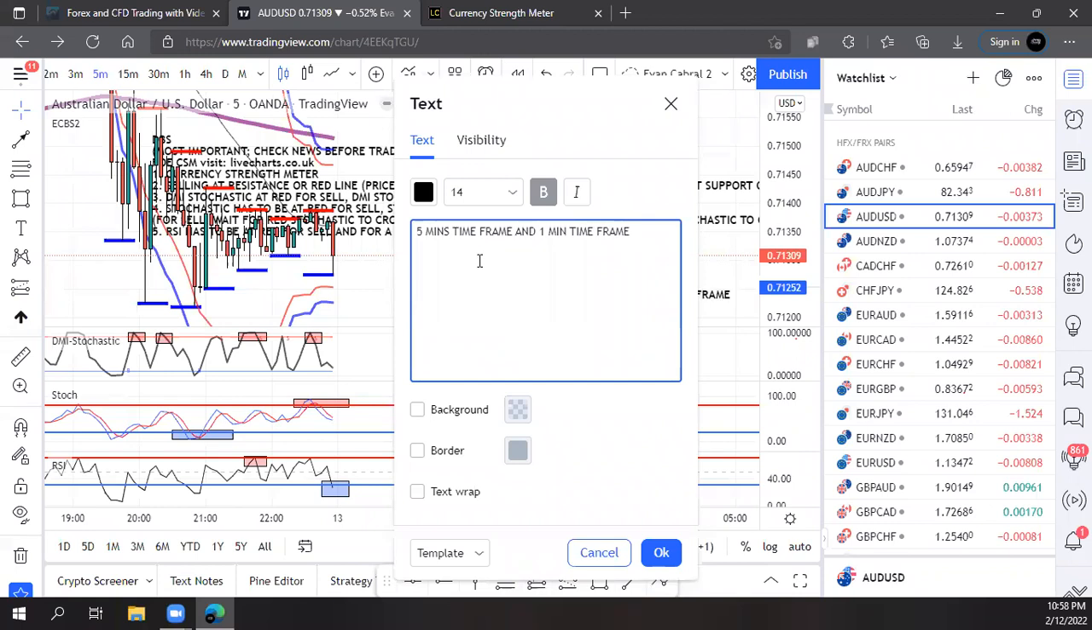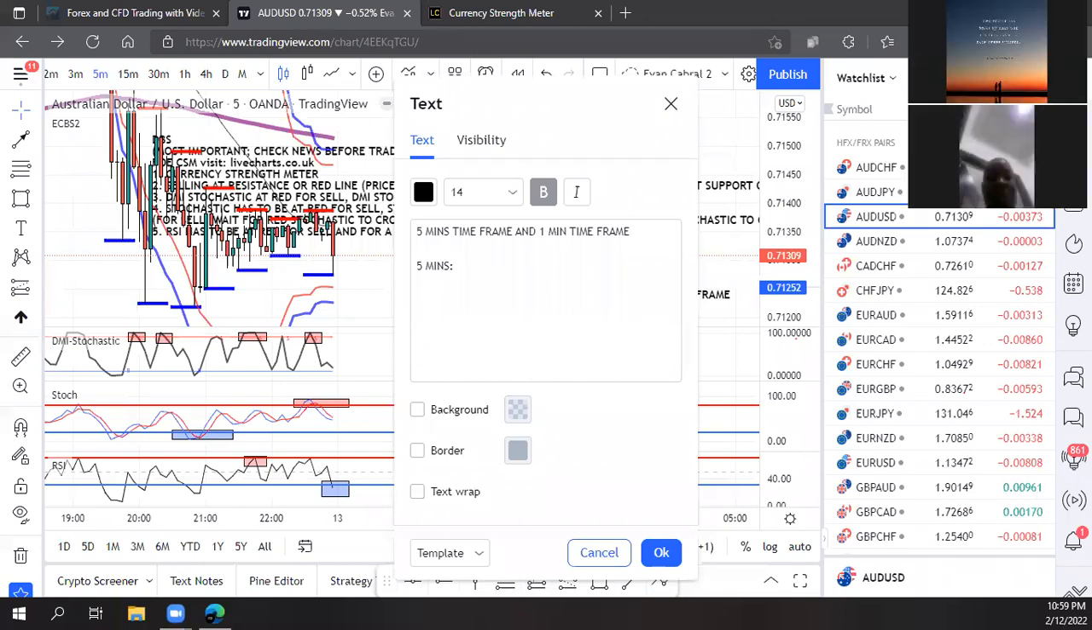Now I'll show you guys how we're going to use this. So the 5 minutes is for what? The 5 minutes is to do what? Is there anybody that knows what we're using the 5 minutes to do? Guys, I need more answers.